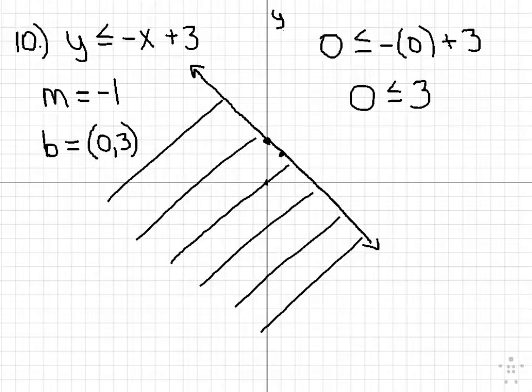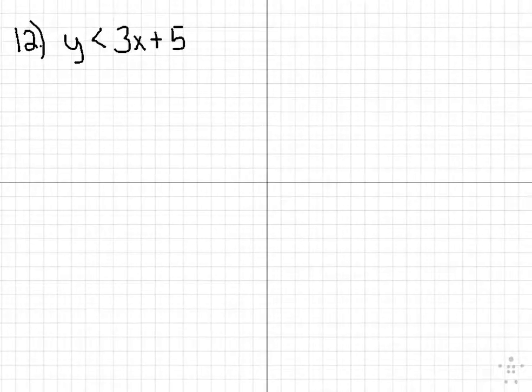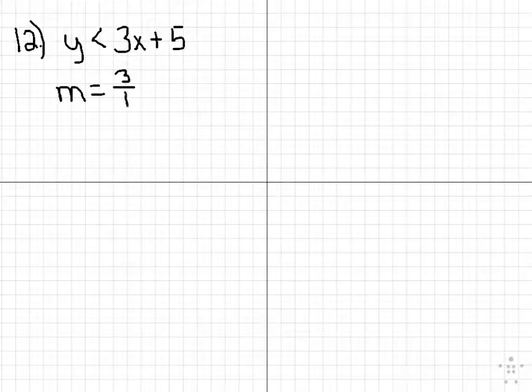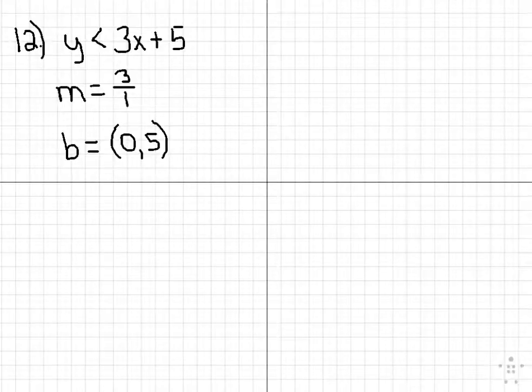Question number 12. I am graphing this inequality as well, and again, fortunately, it is already in slope-intercept form. So my m is equal to 3, or you can think of it as 3 over 1, and my y-intercept, the b, is 5, so my point is (0, 5). So I go up to 5, so 1, 2, 3, 4, 5, and there's where it crosses my y-axis, and then from there I'm going to rise 3, 1, 2, 3, and run 1. It's a pretty steep graph.